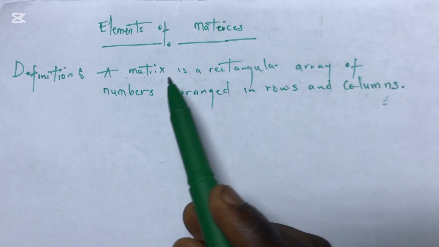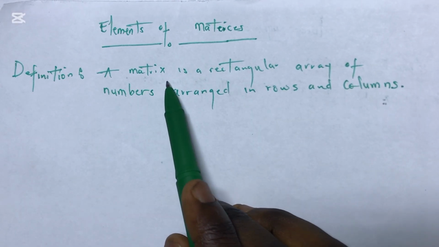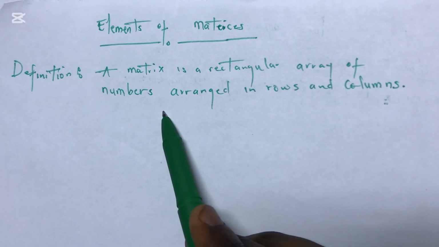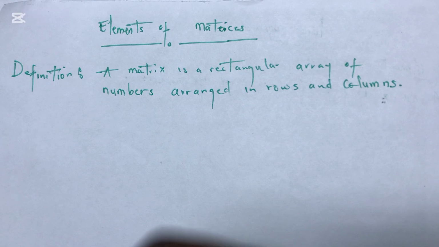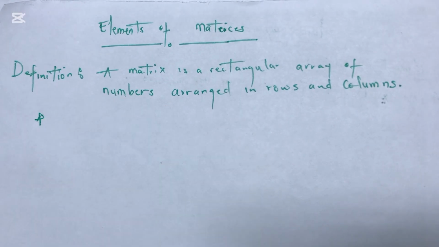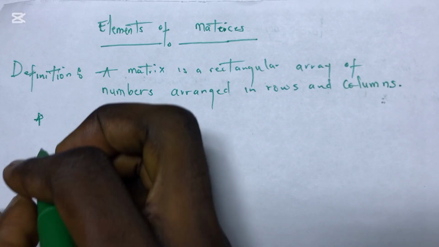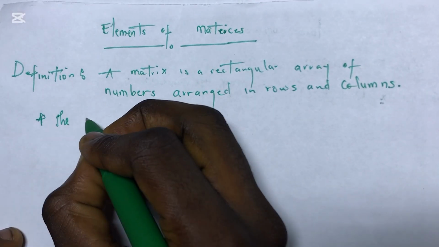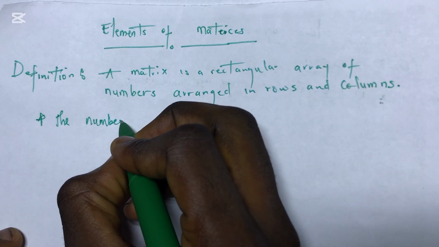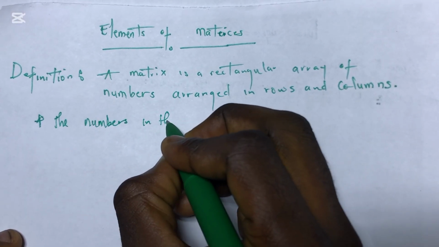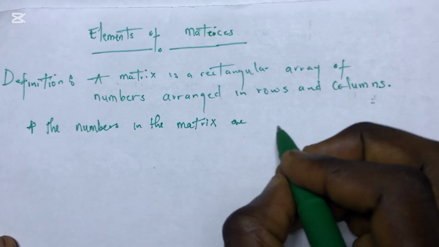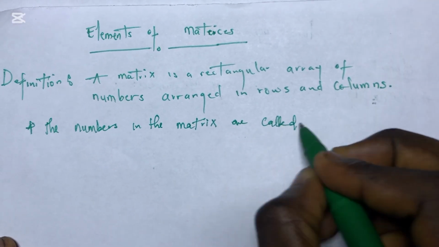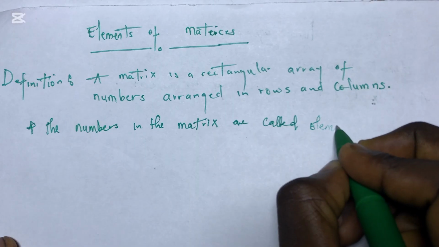Alright, we have elements of a matrix. What is a matrix? By definition, a matrix is a rectangular array of numbers arranged in rows and columns. We can also say that the numbers in the matrix are called elements.